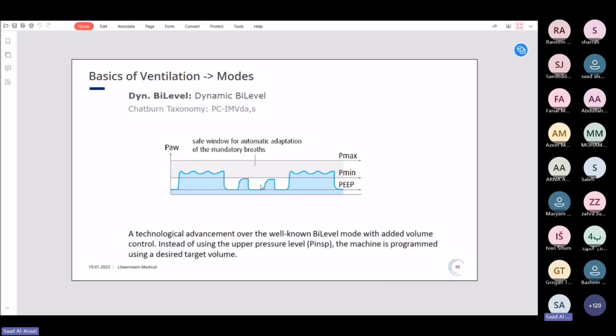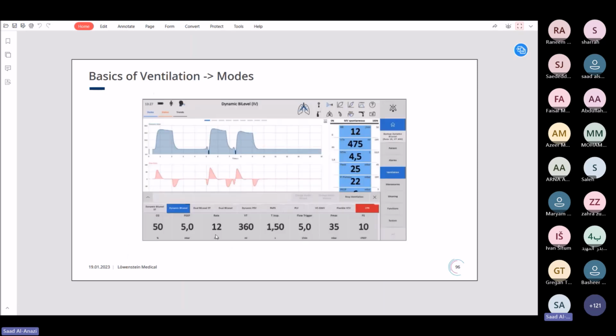it's only pressure. It will deliver the tidal volume with the lowest pressure required, based on the patient's resistance and compliance. So in dynamic bilevel, it's only pressure support for spontaneous breathing. But if you are looking for the pure pressure ABRVC mode, you have to select the mandatory bilevel. We will have it in the next slide.